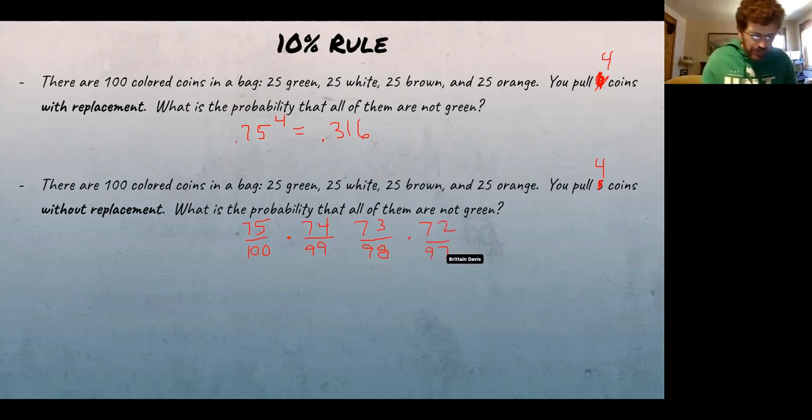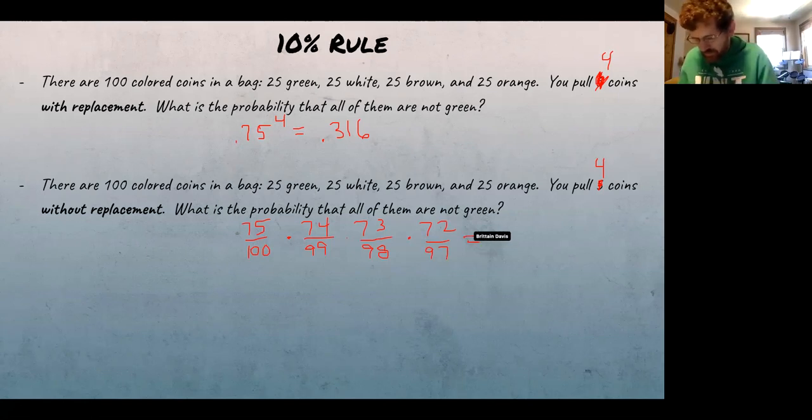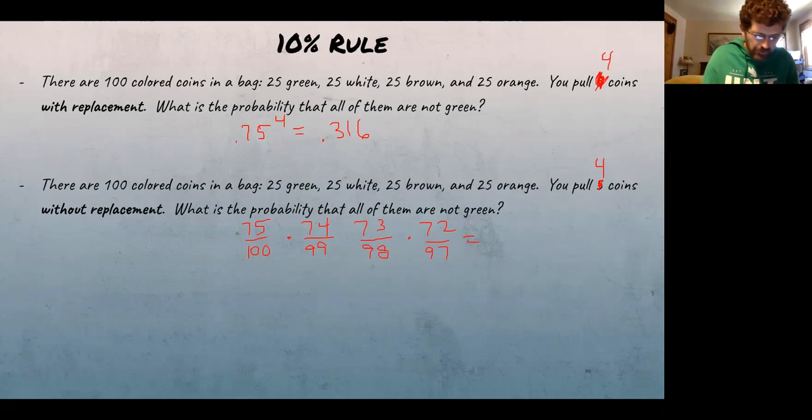So if I find that probability, and I'm just doing the probability really quick, I got 0.310. If you're doing the calculation, you can double check it.